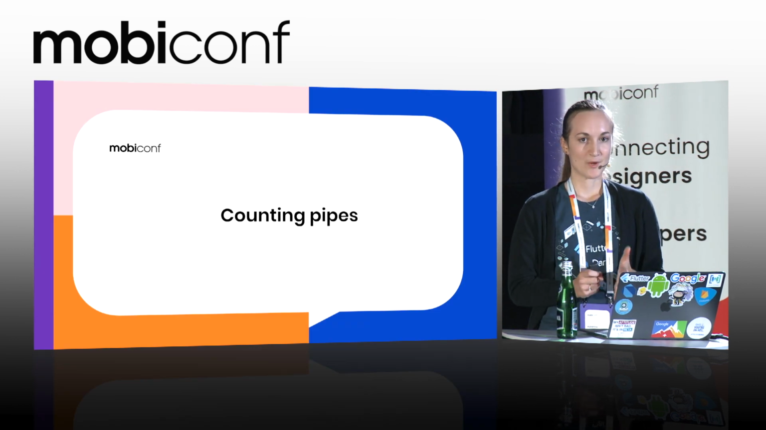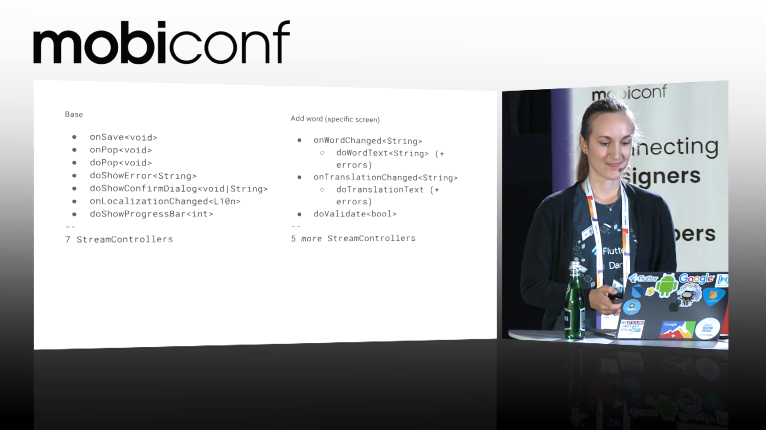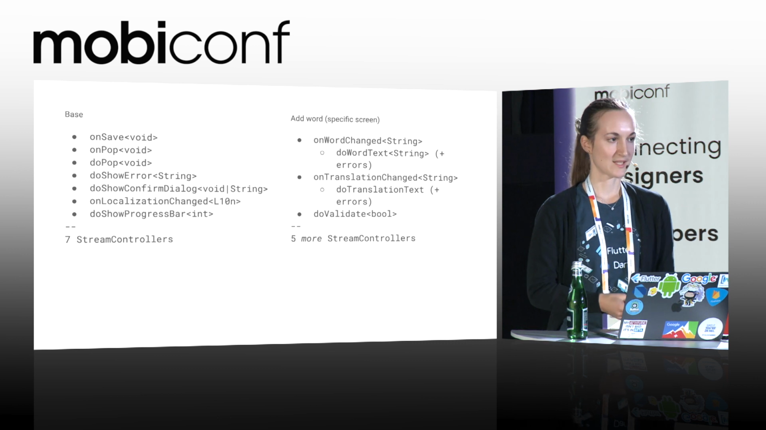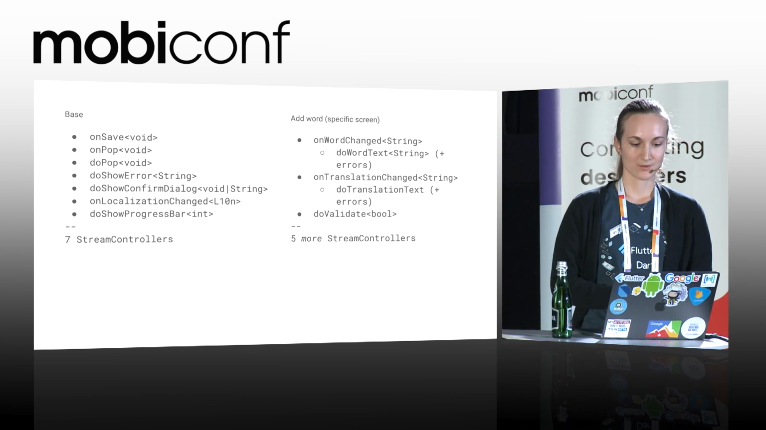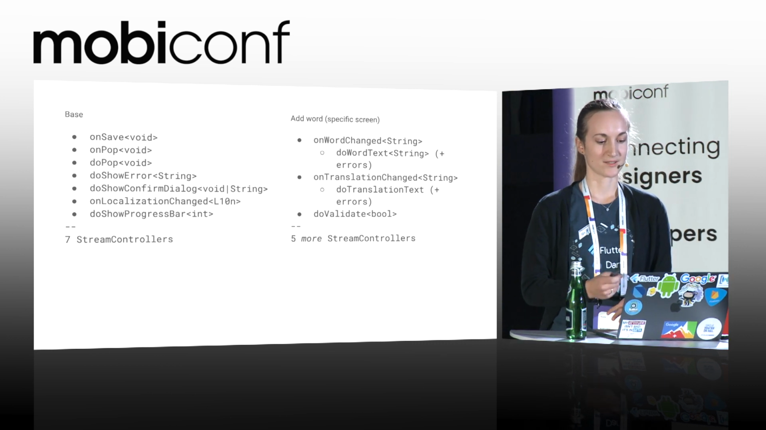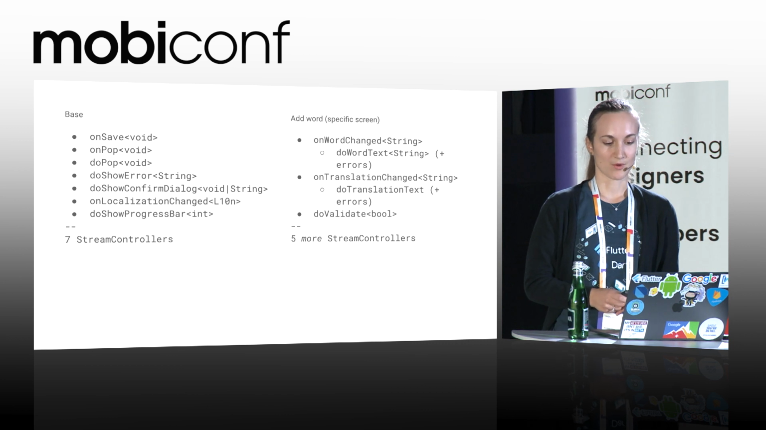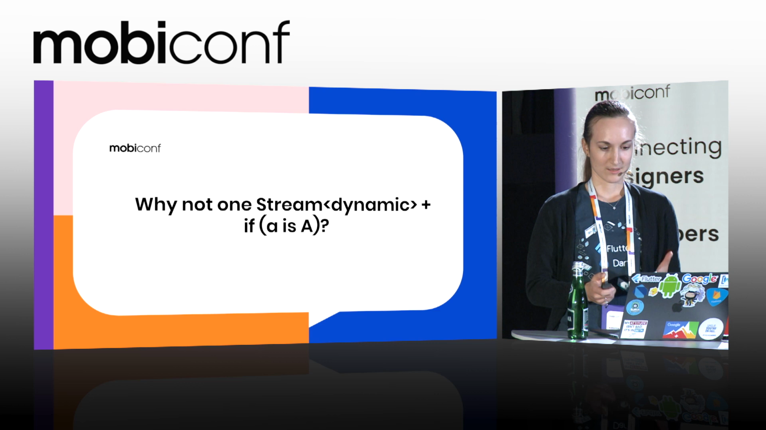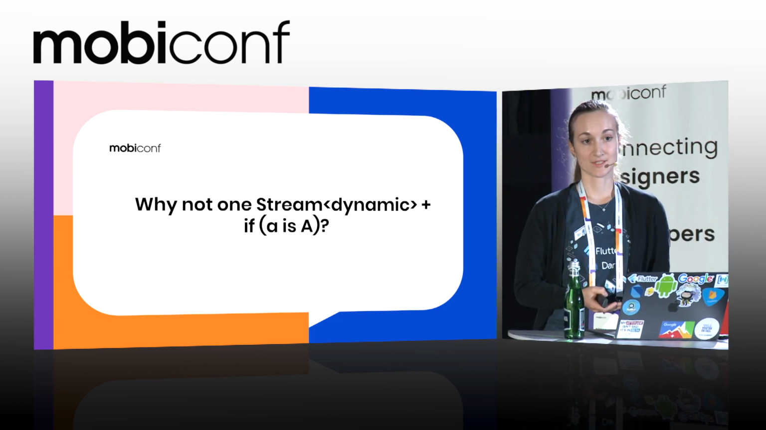Let's count how many pipes we need to save a word in the dictionary. In the general case, we need seven: on save, do pop, on pop, do show error, do show confirmation dialog, on localization changed, do show progress bar. And to add a word, we need more. We need five more. And why not just one dynamically typed stream?